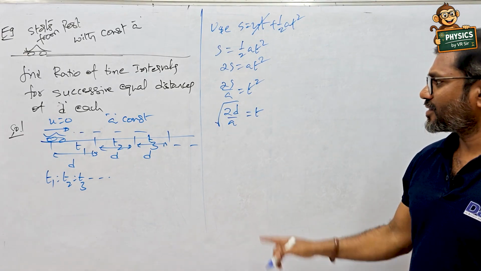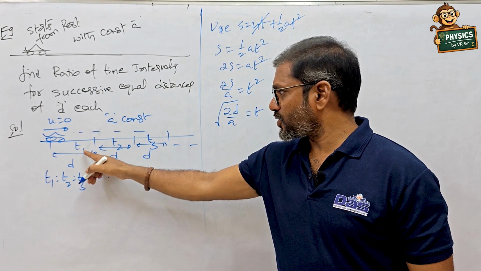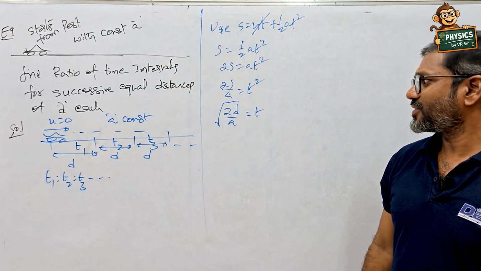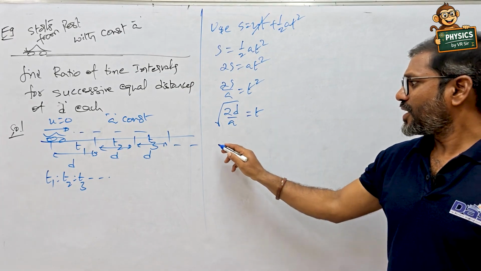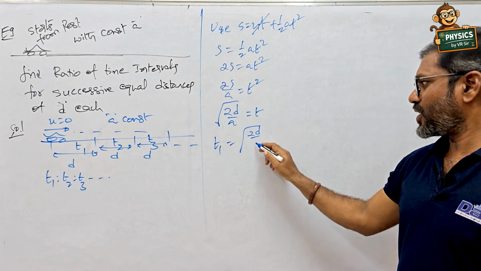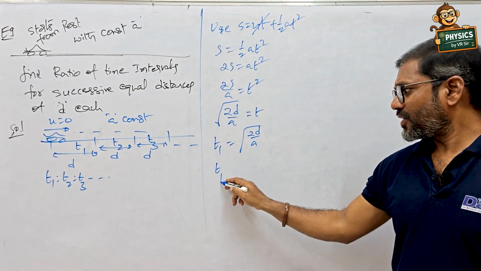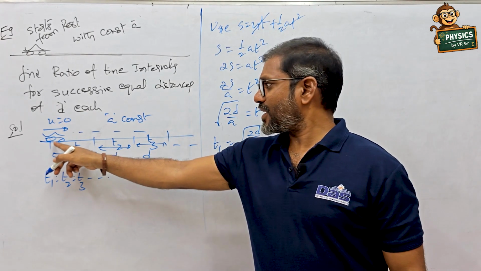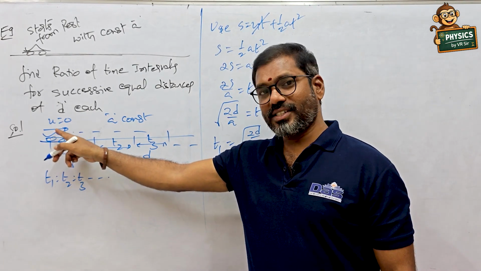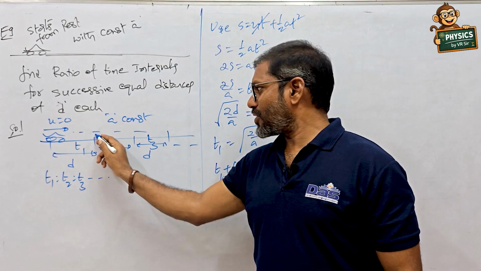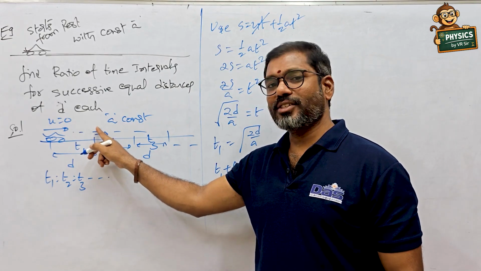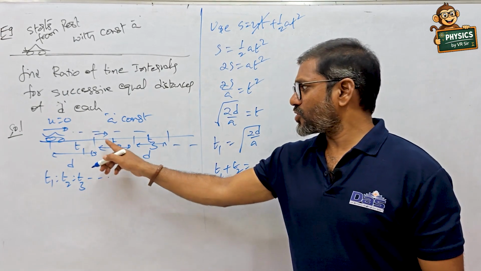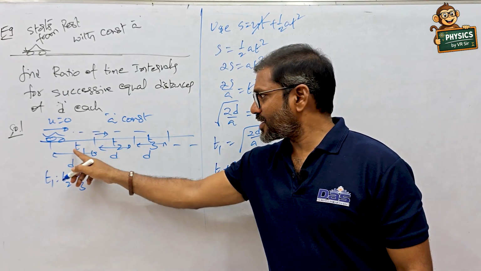So first we need to understand t1. If you substitute, the displacement it covered is d, so root over 2d by a is equal to t1. So t1 = root over 2d by a. And one more thing, we have to write t1 plus t2. Why? Because here initial velocity is 0, only at this point the velocity is 0. If you take only t2, then you have to write the initial velocity at this point, but the initial velocity at this point is not equal to 0 because it is moving with constant acceleration. So we should not consider t2 alone. We have to consider t1 plus t2.